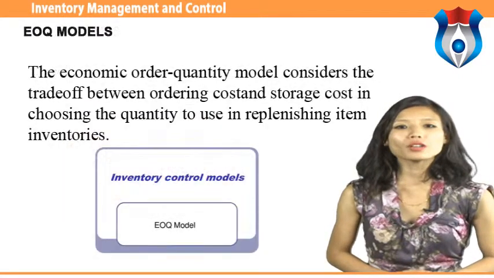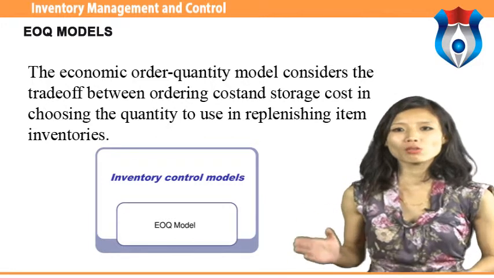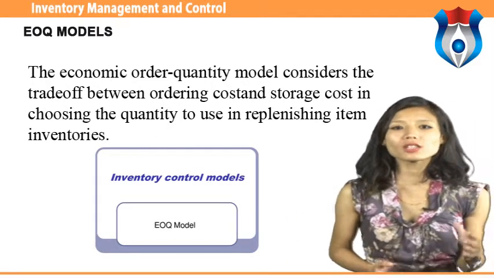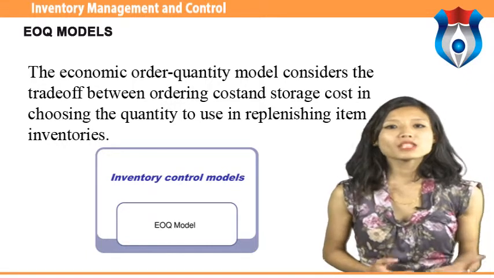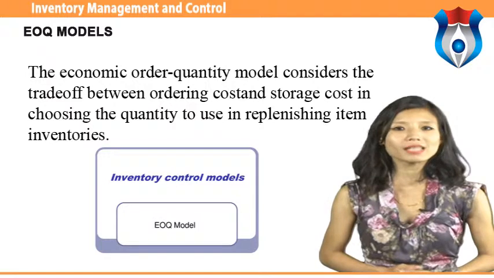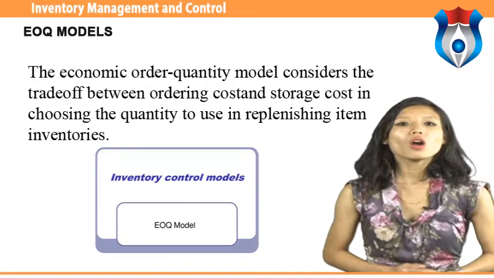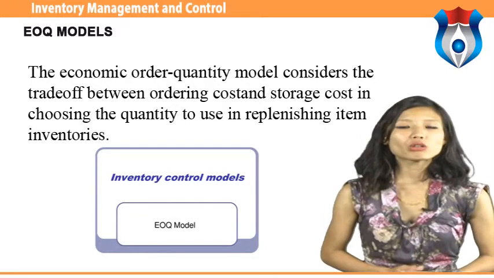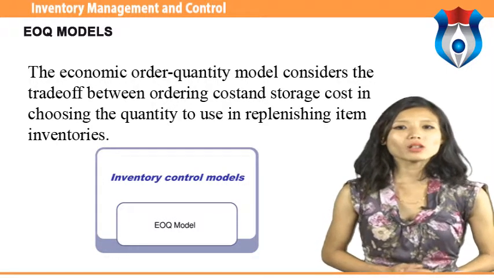The economic order quantity model considers the trade-off between ordering costs and storage costs in choosing the quantity to use in replenishing items' inventories. A larger order quantity reduces ordering frequency and hence ordering cost or amount, but requires holding a larger average inventory, which increases storage holding costs.